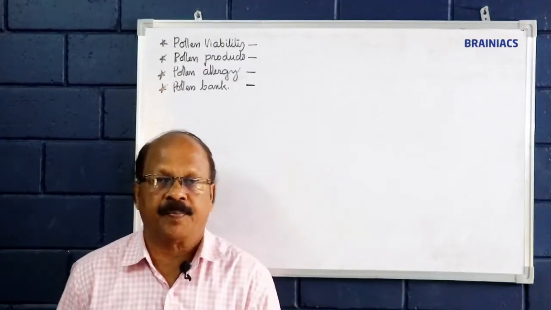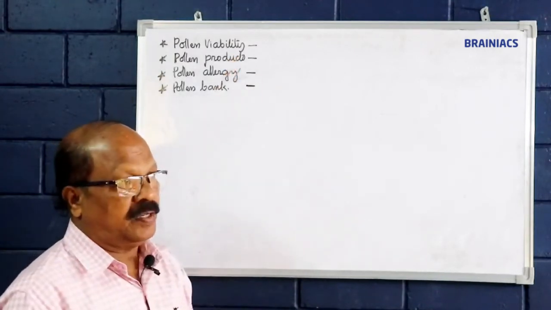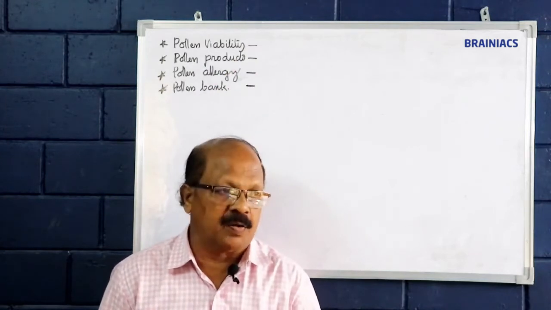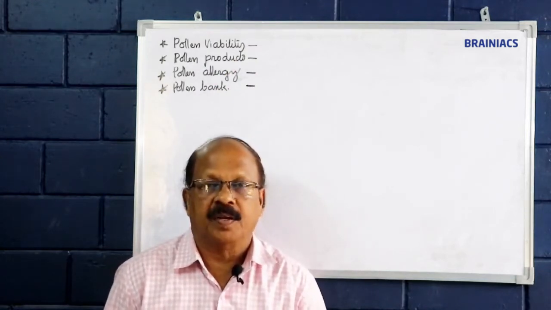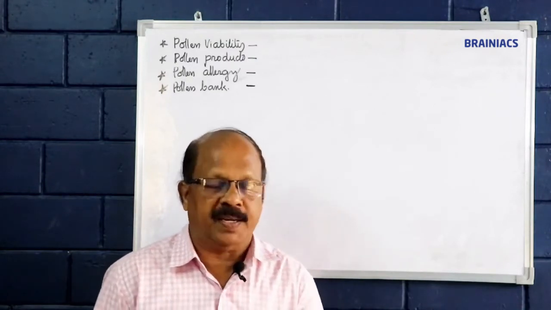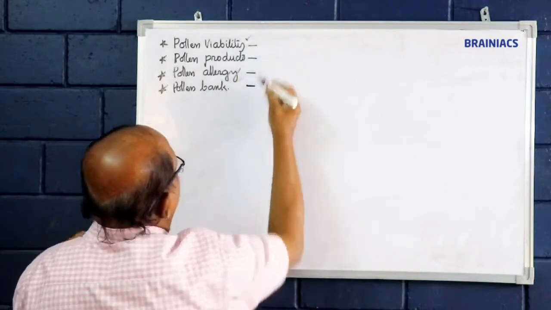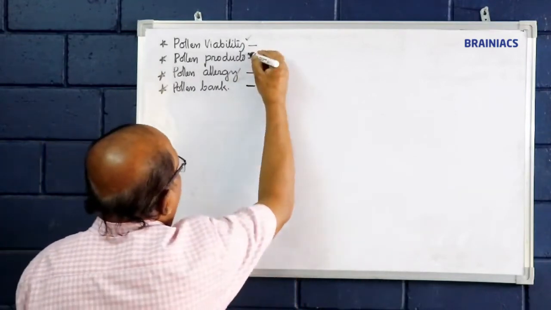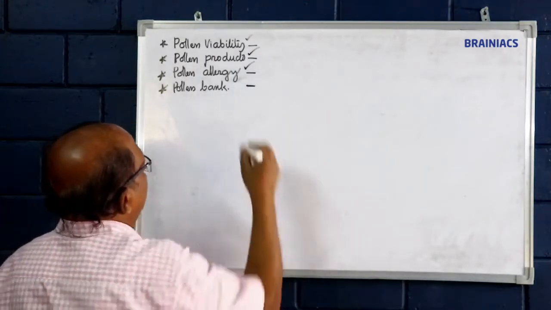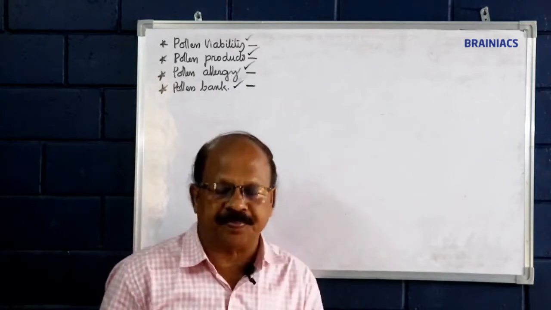Listen please. The pollen grains' structure, internal structure, and general account are already learned. Now, something more about pollen grains: pollen viability, pollen products, pollen allergy, and pollen bank. So what do you mean by that?